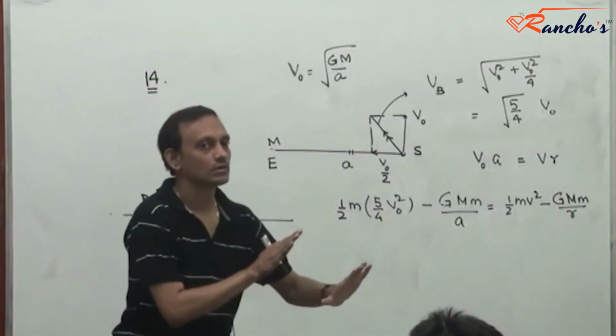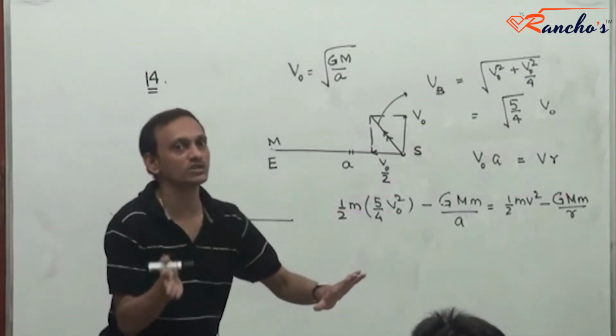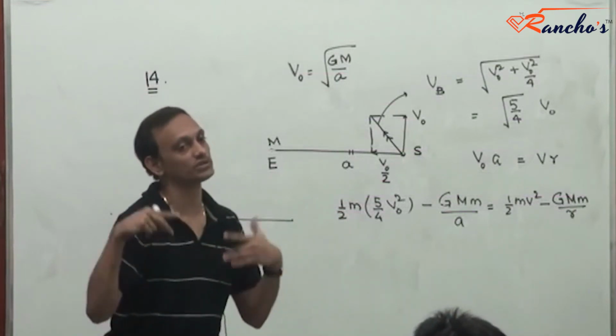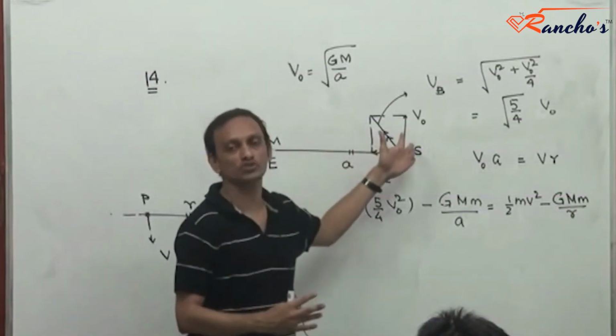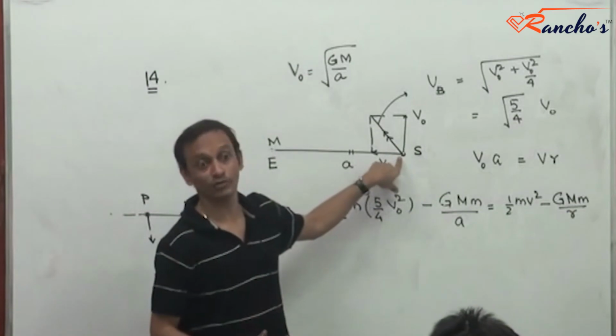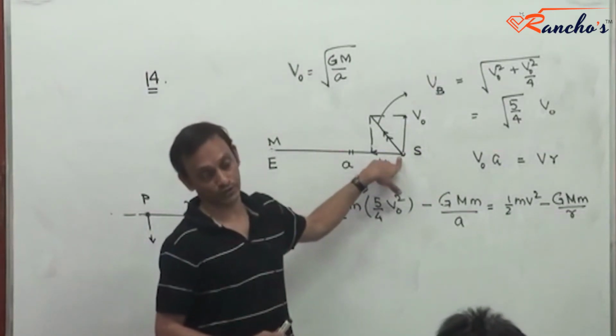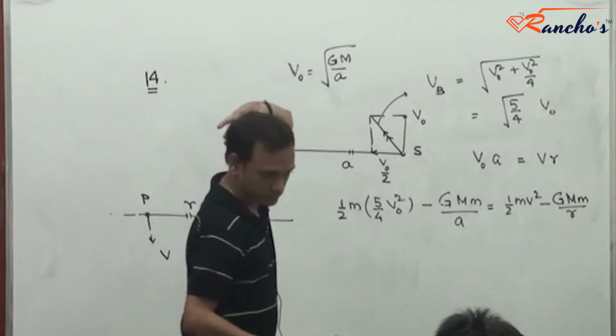So there is just a slight distinction between this and the previous case. The previous case was one in which you already had the closest point. In this case, this was neither the closest point nor the farthest point.